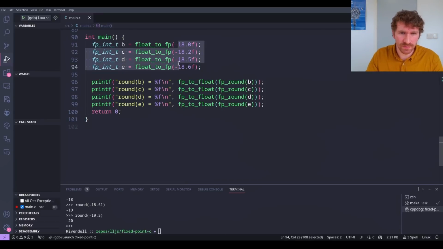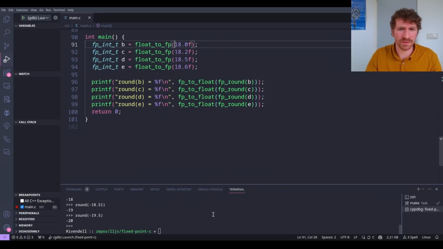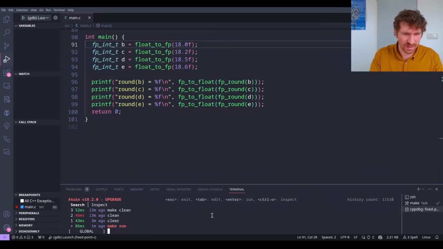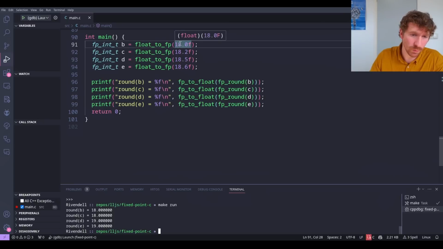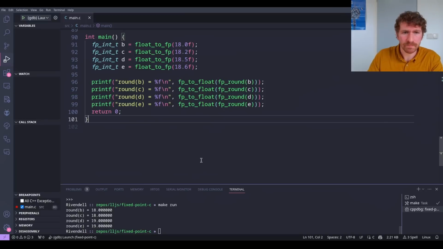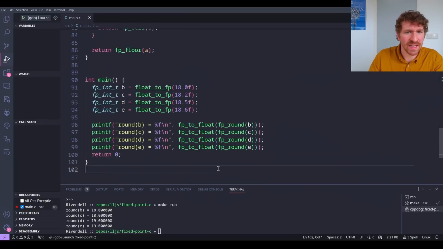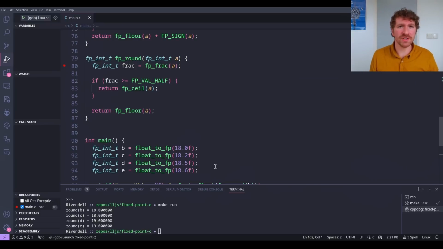Let's actually do this on positive numbers as well, just to have some assurance that it does work. I'll keep it to the same magnitude. All right, so make run: towards 18, towards 18, towards 19, towards 19. Awesome. That's fantastic. Okay, I think this is all of the operations that we need to implement. We don't want to go crazy here. Let's do one motivating example.